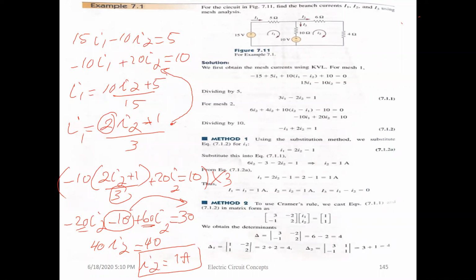Now we go back here and plug in the value of I2 to determine I1. So I1 is equal to (2 times 1, I2 is 1, plus 1) over 3.